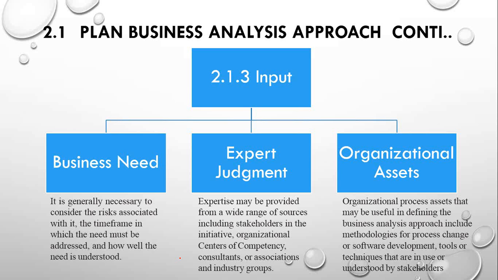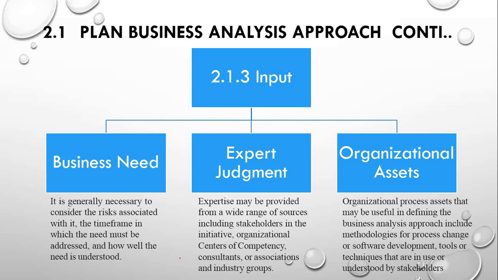Expertise may be provided from a wide range of sources, including stakeholders in the initiative, organizational center of competency, consultants, or associations and industry groups. So expert judgment can come from anywhere. Let's say KPMG is a taxing and auditing company. Anytime any company seeks help on taxing, they contact KPMG because they know KPMG has expertise in taxing and auditing. Similarly, Davis Vision and VSP, Vision Service Provider, are companies specialized in one particular form of claims. Anytime somebody is looking for expert decisions, they may contact them for expert suggestions or consultation. That's where expert judgment comes into the picture.